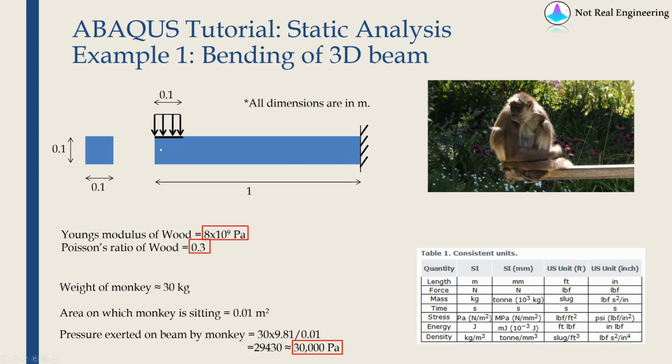There is a cantilever beam, and the dimensions of that beam are given over here. All dimensions are in meters. And we will assume the monkey is applying uniform force over this area. These are the material parameters for wood, and this is the pressure applied by the monkey. So this is the first example in the series, and we are going to model bending of a 3D beam.